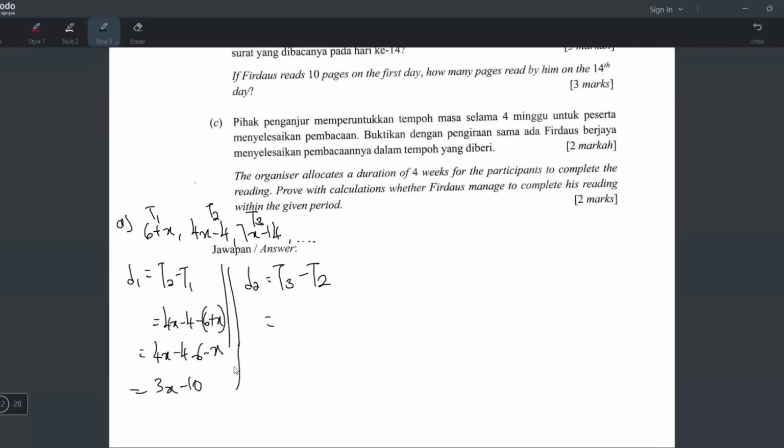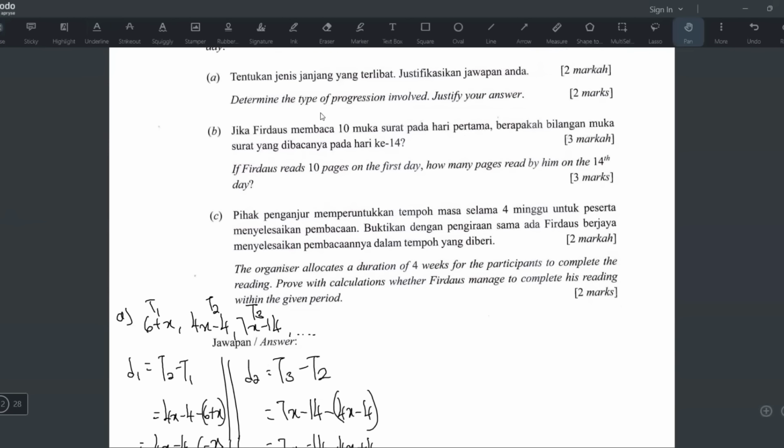And then for T3 minus T2, it will be 7x minus 14, minus 4x minus 4. Same thing again: when you minus with 2 terms, you have to open the bracket, and both terms inside the bracket have to change sign. 7x minus 14 minus 4x plus 4, like that. 7x minus 4x is 3x. Negative 14 plus 4 is negative 10. As you can see, this answer and this answer are the same. So we can confirm that it is arithmetic.